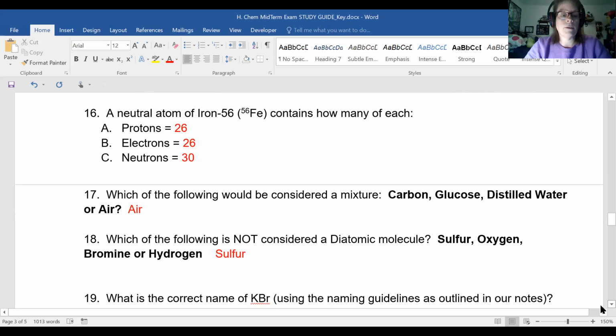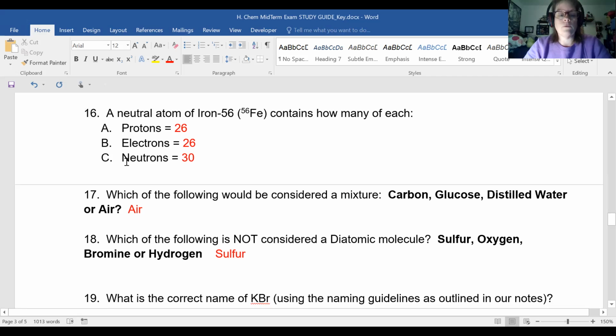Number 16, a neutral atom of iron 56, and that's just giving you the atomic mass, contains how many of each? So you would need your periodic table. You would go and look at iron. Iron has an atomic number of 26. Now we said this is a neutral atom. So for neutral atoms, you can look at that atomic number. It gives you the proton count and the electron count if it's neutral, because that means it has the same number of protons as it does electrons. So 26 for protons, 26 for electrons.